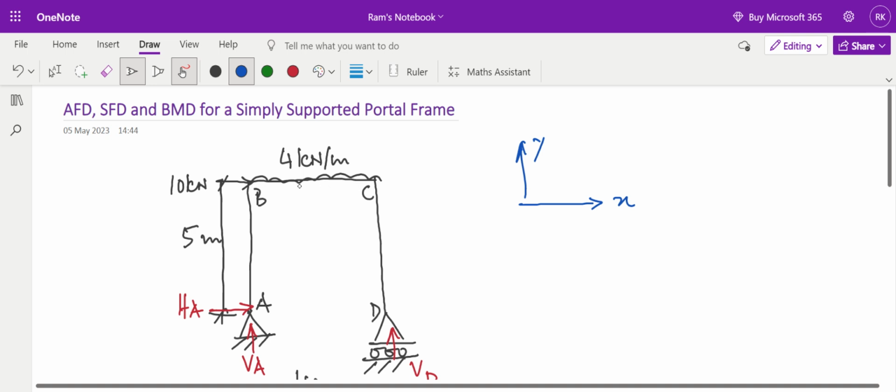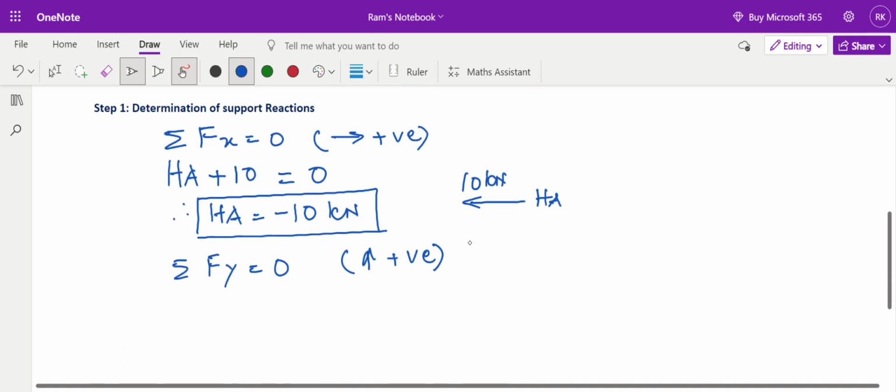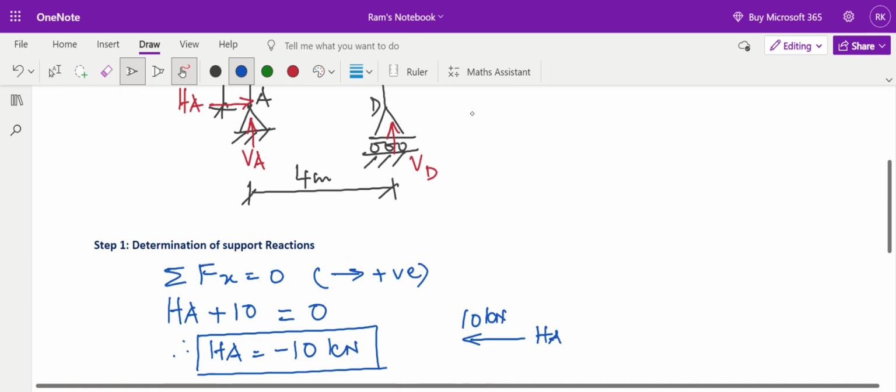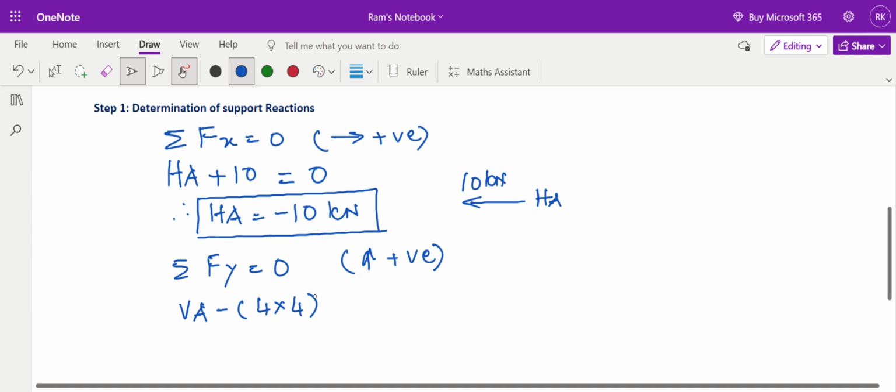This 4 kilonewton per meter is the force which is acting in y direction, but it is acting downwards. So plus VA is acting upwards, that is why plus VA minus this 4 kilonewton per meter acting for a distance of 4 meter. So 4 into 4, that is acting downwards, plus this VD is also acting in positive y direction. So plus VD is equal to 0. Therefore, I will write VA plus VD is equal to 16. 4 into 4 is 16. So this is my second equation.